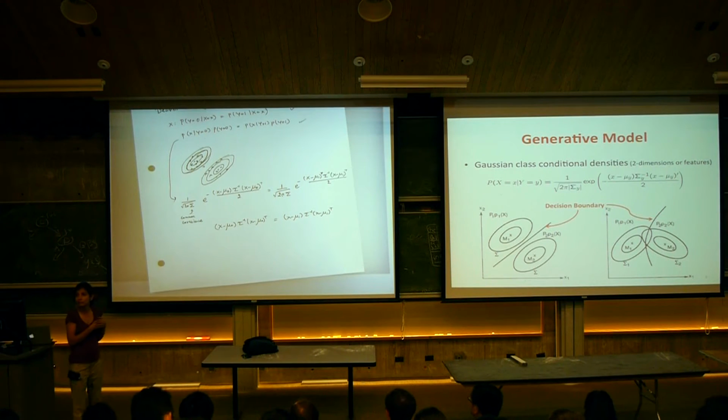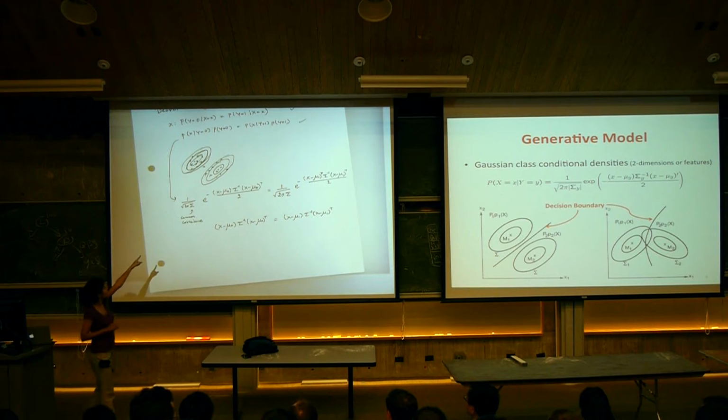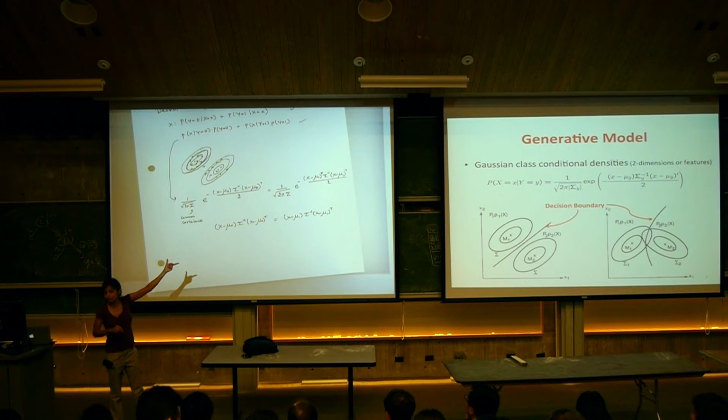Everybody okay with that? Right, and if they have different covariances, you can also see that now these sigmas would have subscripts assigned to them, and the quadratic terms are not going to cancel on each side. So you actually end up with a quadratic boundary.